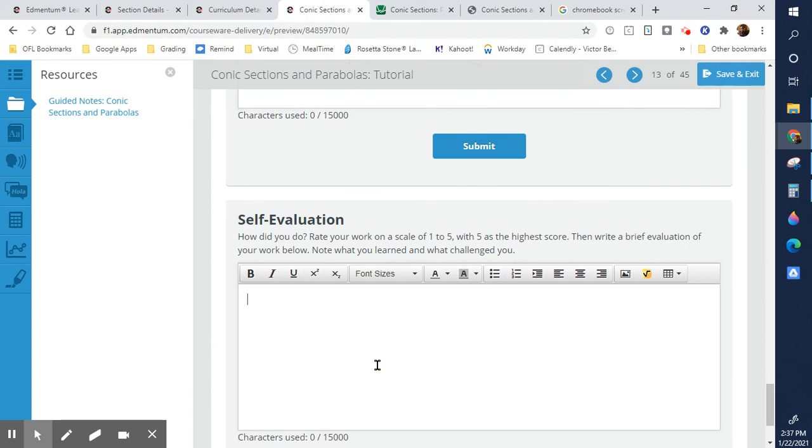So self-evaluation. I'm giving myself a 2. I had no idea what this activity wanted from me. There were no tools to do it on Desmos, but I do think I understand the relationship from key and the graph.